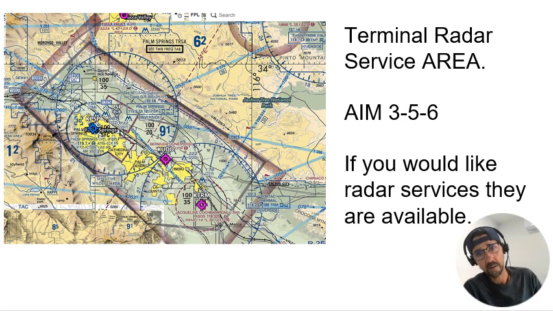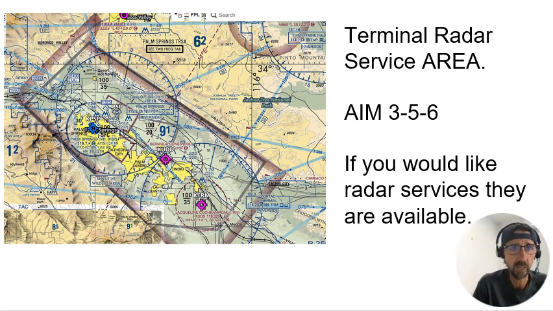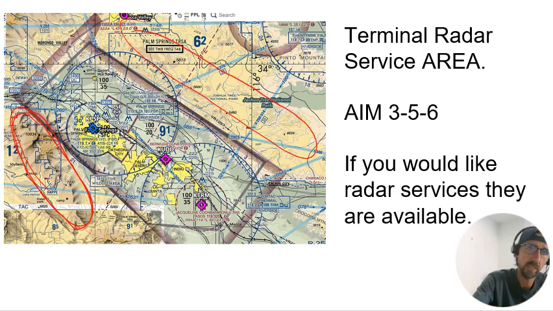Terminal radar service areas are TRSAs, terminal radar service areas. These are areas that are specific that need radar service. Usually it has to do with topography. If you look in this area, and if you've ever flown in this area, you have a giant mountain range here, and then you have a range here, and then you have another mountain range here. This is kind of like a pass, like a valley pass.